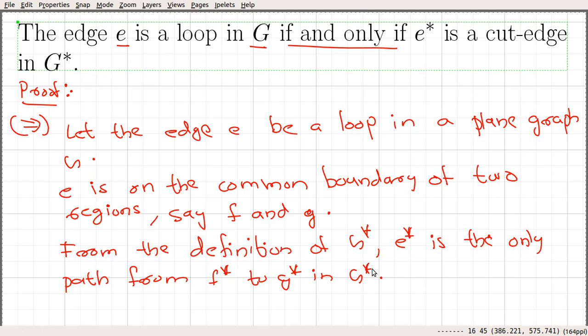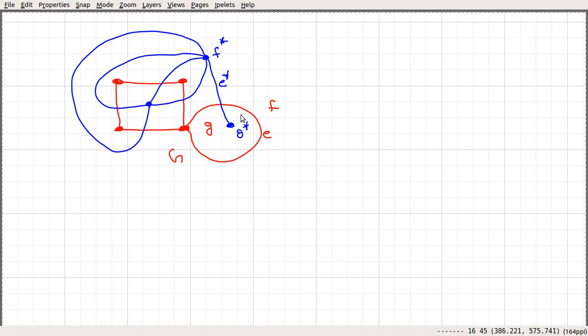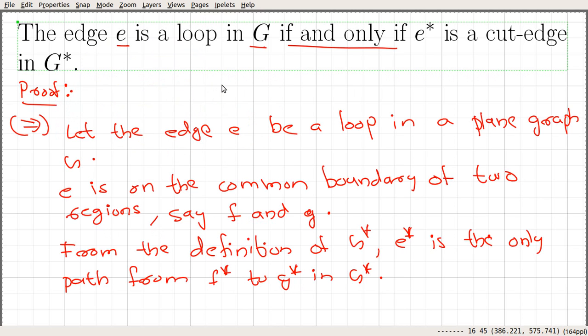Okay, so that's what we can see here, right? If you look at this dual graph, we can see that the only path between this F star and G star is through this edge E star. That is by the definition of the dual of a graph G. So from the definition of G star, E star is the only path from F star to G star in G star.